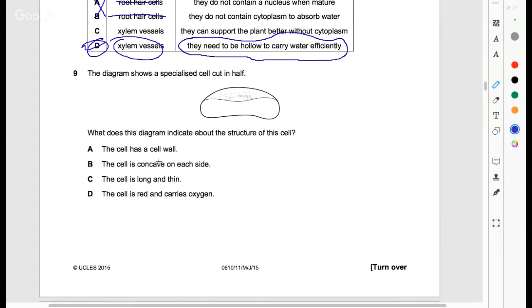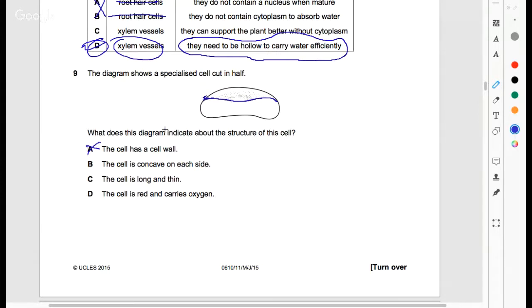The diagram shows a specialized cell cut in half. What does this diagram indicate about the structure of the cell? This extra cell has a cell wall. If we look at this, there doesn't seem to be any evidence for a cell wall. If this is the back of the cell, this is the membrane here, and you can see there's nothing external supporting the membrane. It's just got this membrane, so it's not got a cell wall, so we can rule that out.